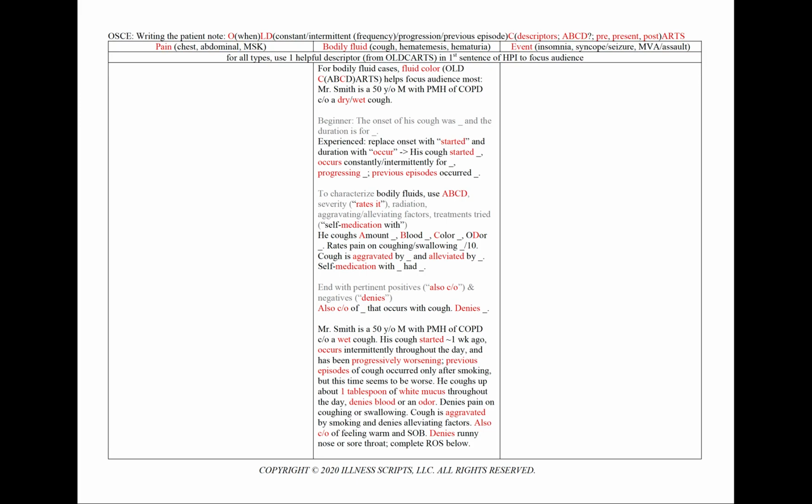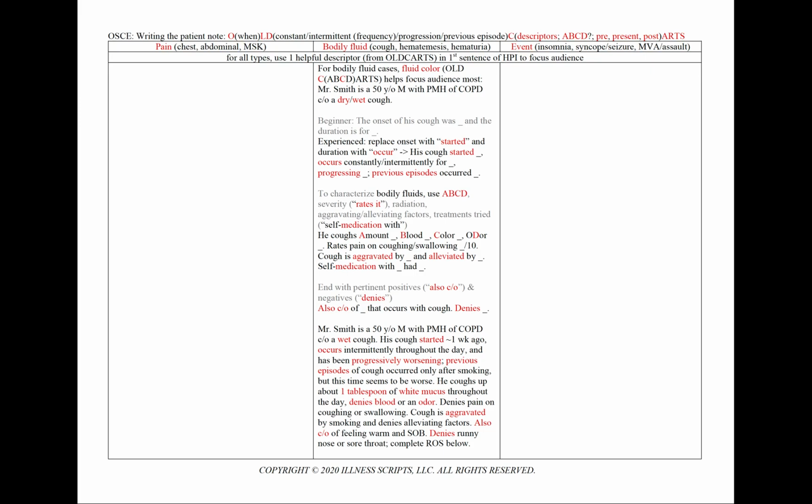So in total, a nice HPI for a bodily fluid could look like this. Mr. Smith is a 50-year-old male with a past medical history of COPD, complaining of a wet cough. His cough started, so we have the onset, in a more active form of voice. Instead of saying the onset of his cough was, his cough started about 1 week ago, and it's occurring intermittently. Again, instead of saying the duration of his cough is intermittent throughout the day, we're just saying it's occurring intermittently and has been progressively worsening. And now, previous episodes of cough occurred only after smoking, but this time seems to be worse.